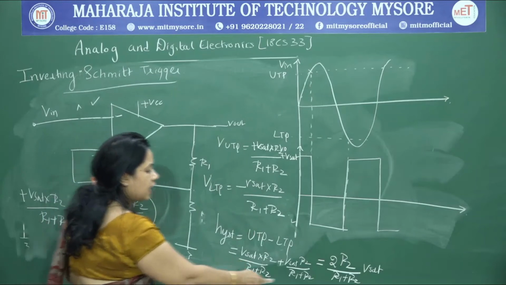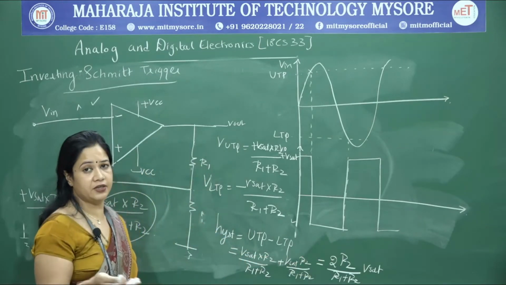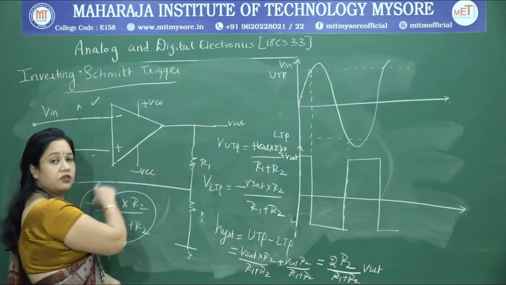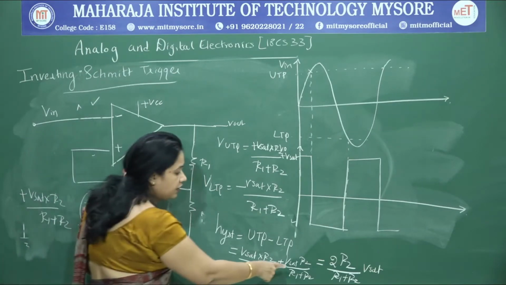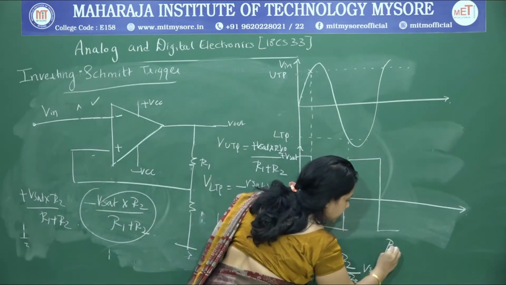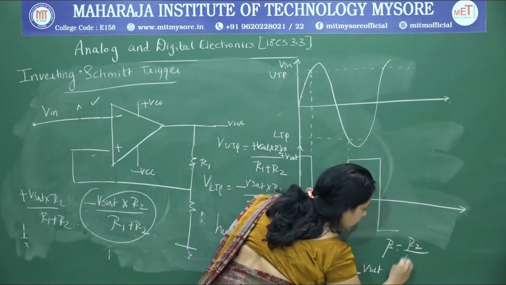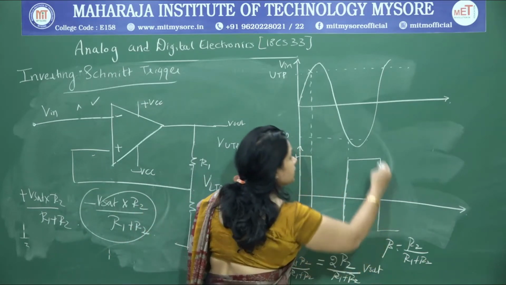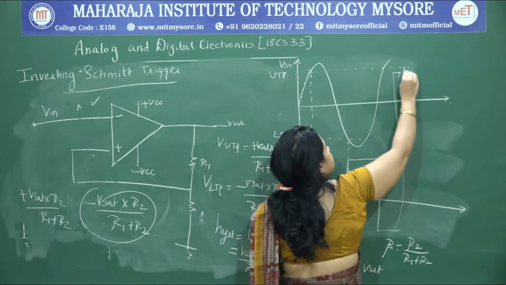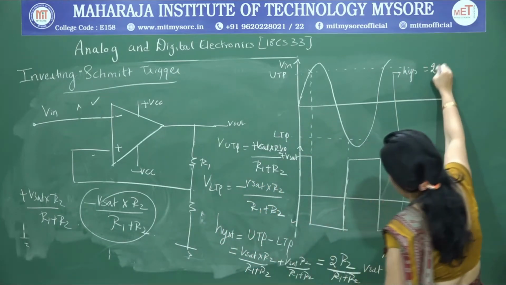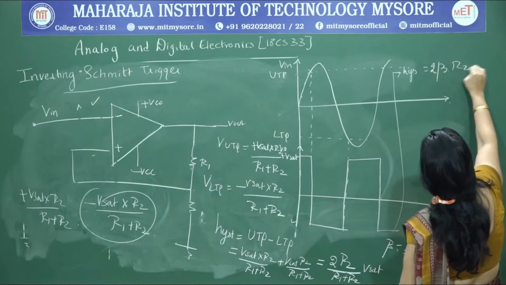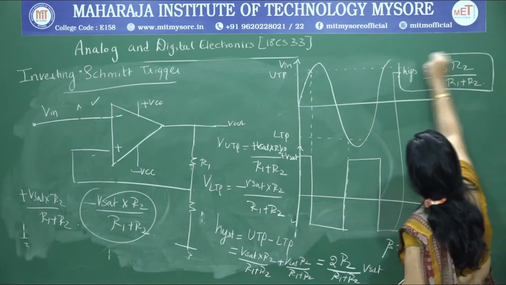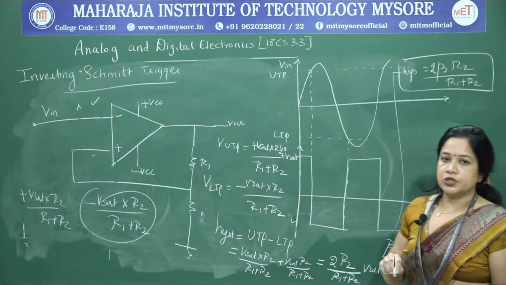You can see R2 by R1 plus R2 is the feedback factor. It depends on the resistance values, which are connected as the feedback. So, I will call beta equal to R2 by R1 plus R2 the feedback factor. Thereby, your hysteresis is going to be 2 beta into Vsat. So, this is the expression for your hysteresis.